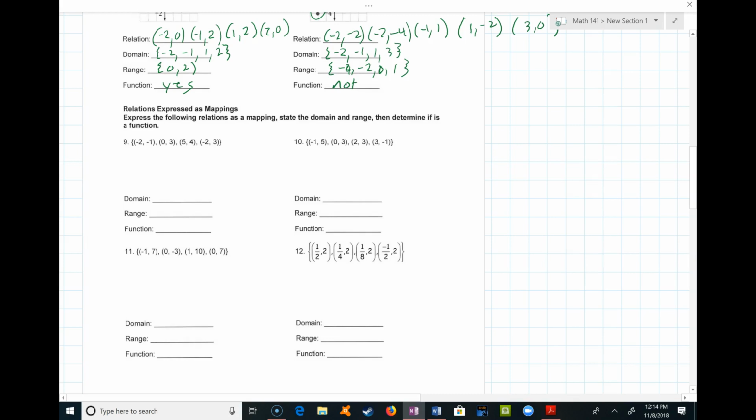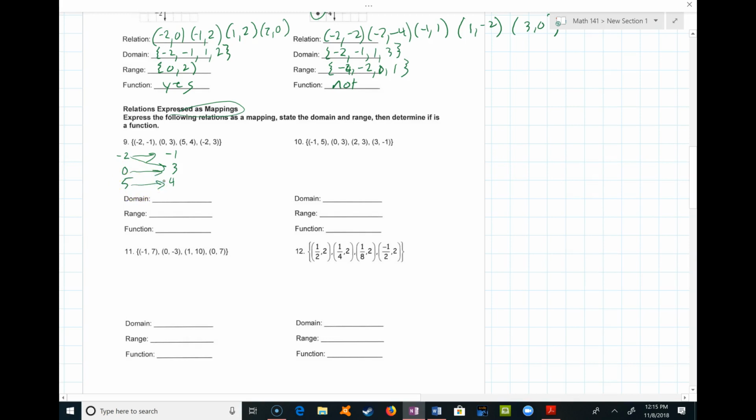And this expresses a mapping, which is kind of like the way I did up there. So if I wanted to express this as a mapping, I would say the domain is negative 2, 0, and 5, and the range is negative 1, 3, and 4. Negative 2 goes to negative 1 and 3, 0 goes to only 3, and 5 goes to 4.